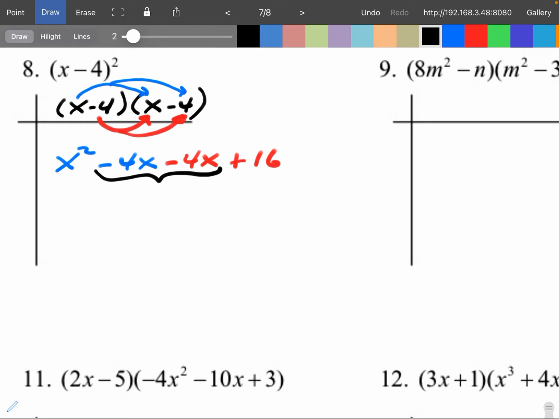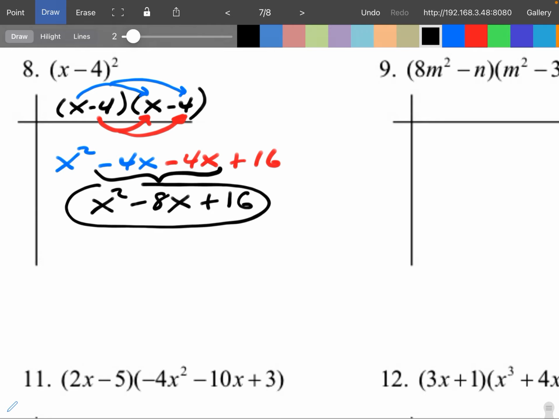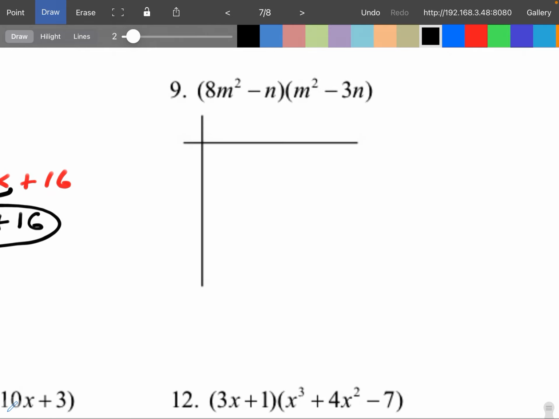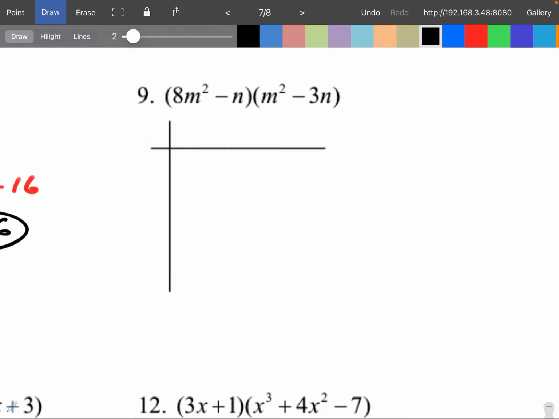All right, then notice again, we can combine the like terms in the middle. That's like what we were doing yesterday when we were adding the polynomials. So we got negative 4x's, take away 4 more x's. Negative 4, take away 4 more. Negative 8x. Yep, negative 8x. And we'll bring down the plus 16, and we'll bring down that x squared in the front. That's that one.